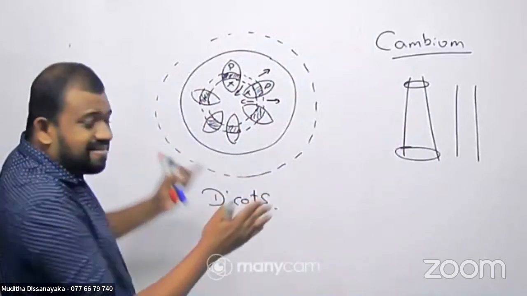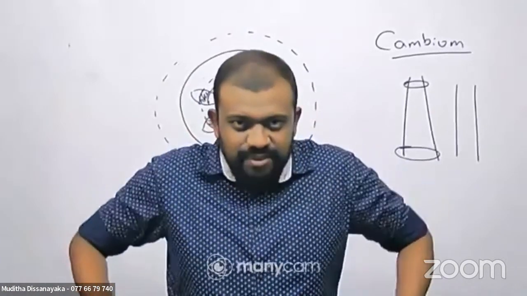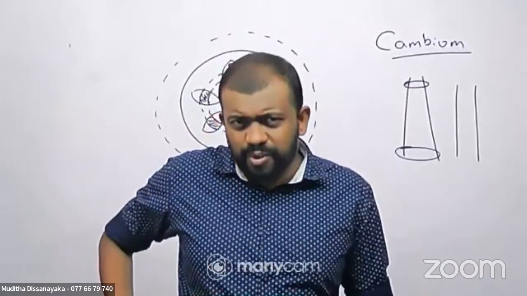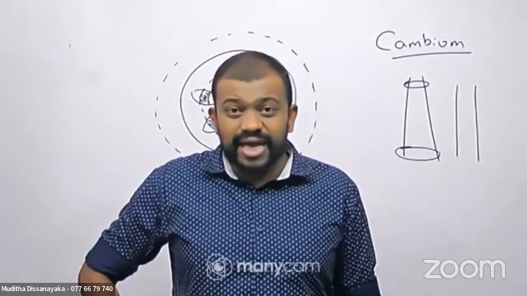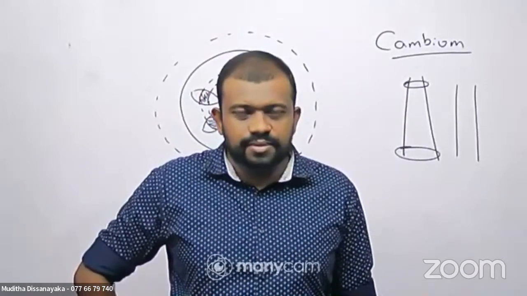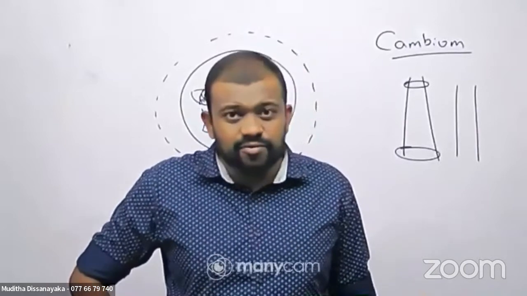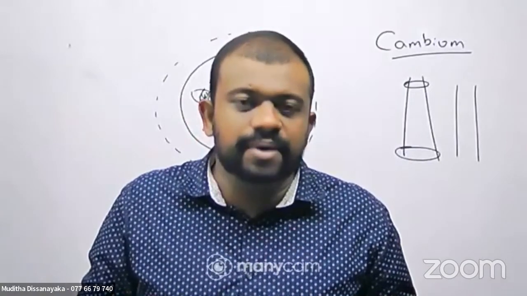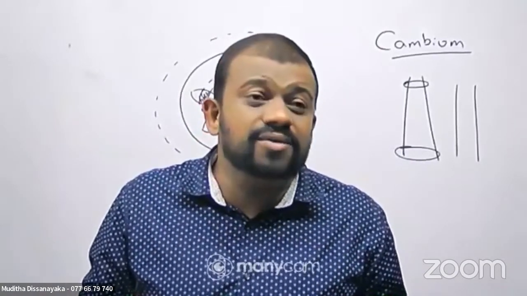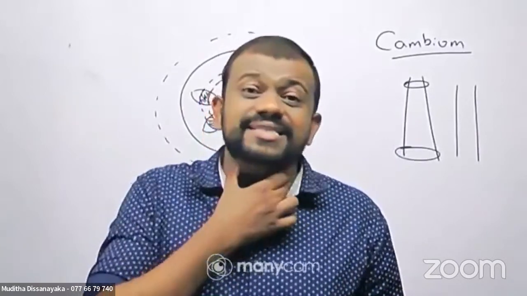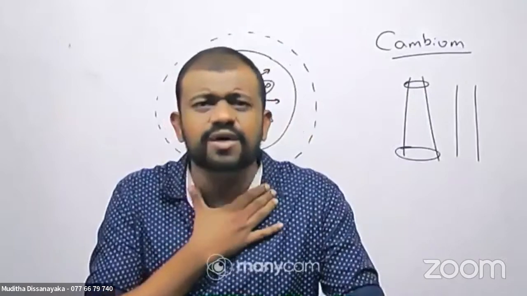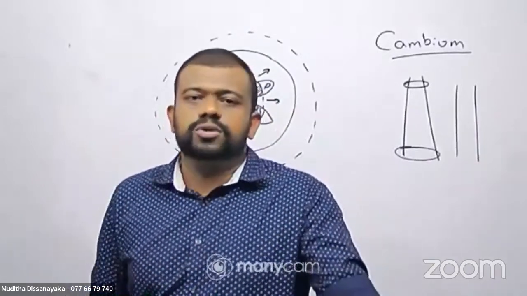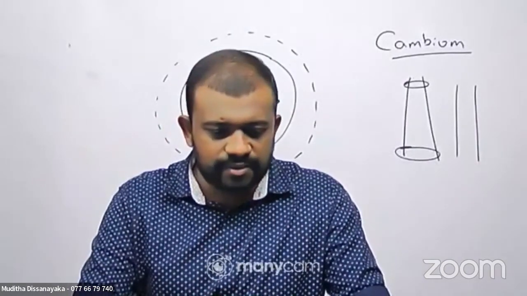Since they are located laterally, they are known as lateral meristem. Cambium is the most popular one: cork cambium, vascular cambium. We learn about cambium when we talk about grafting. Grafting is a technique of asexual vegetative reproduction. Cambium to cambium touch between the stock and the scion.